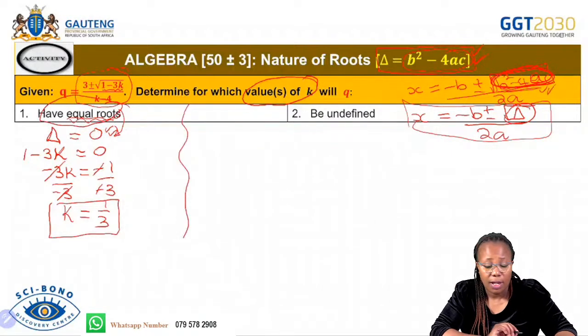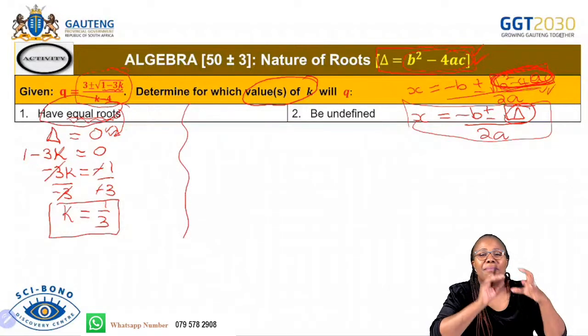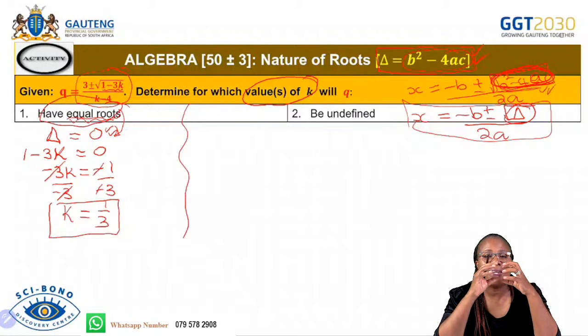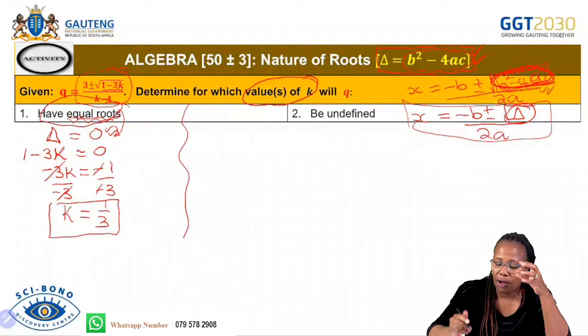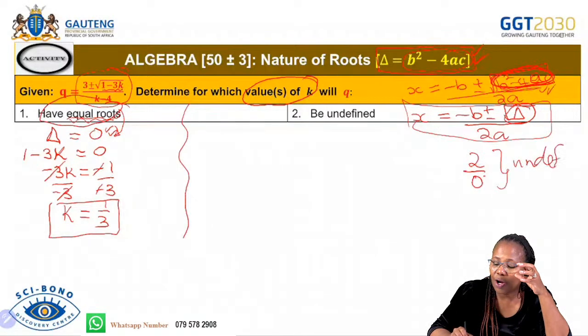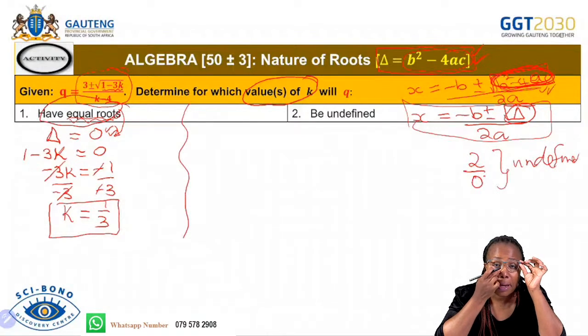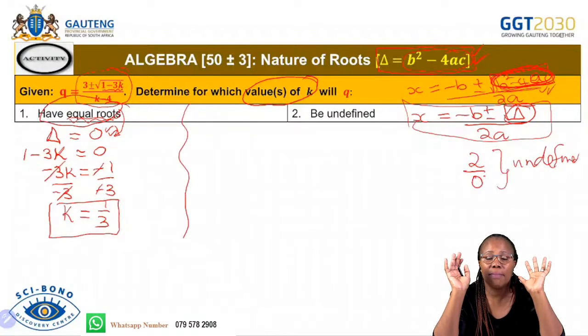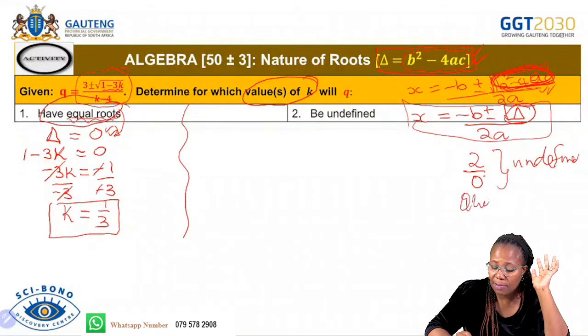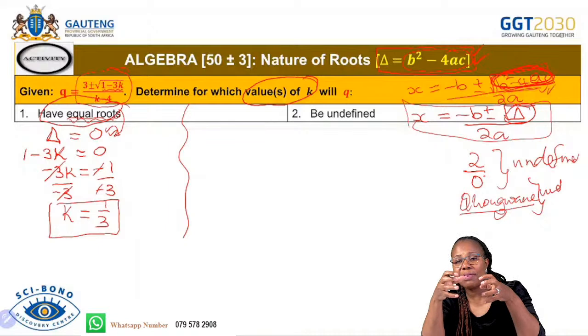Number 2, determine for which values of k will Q be undefined. Remember, for a fraction to be undefined in mathematics, it's when you have 0 in the denominator. For example, if I have 2 divided by 0, this is undefined. We are not allowed to divide by 0. You can take any number, it doesn't matter how big it is, but if you divide any number by 0, it will be undefined, because division by 0 is not allowed in mathematics.